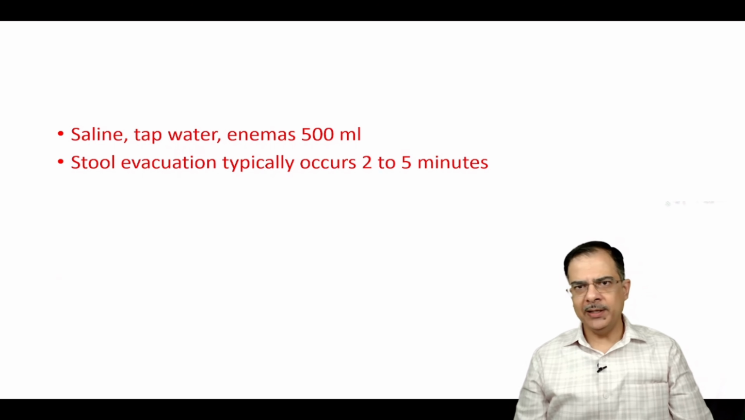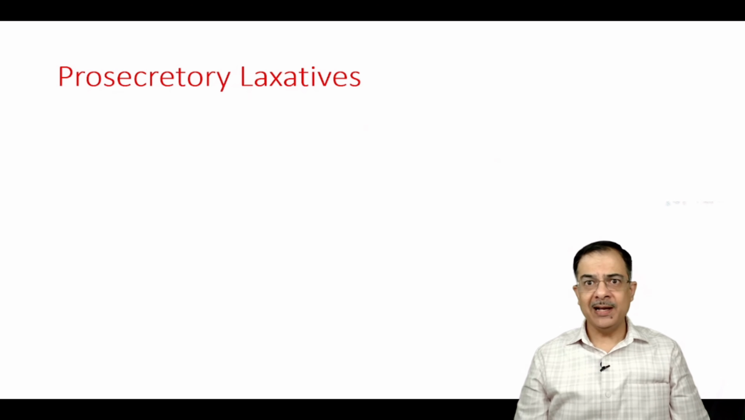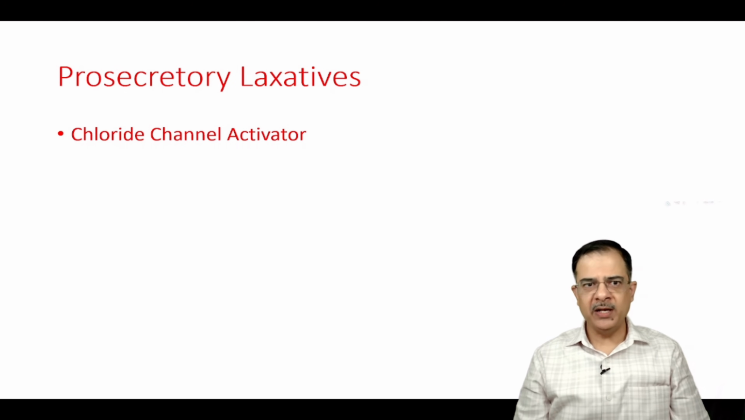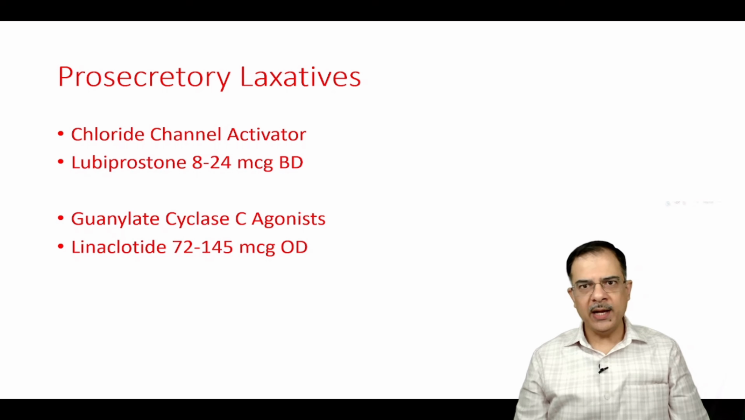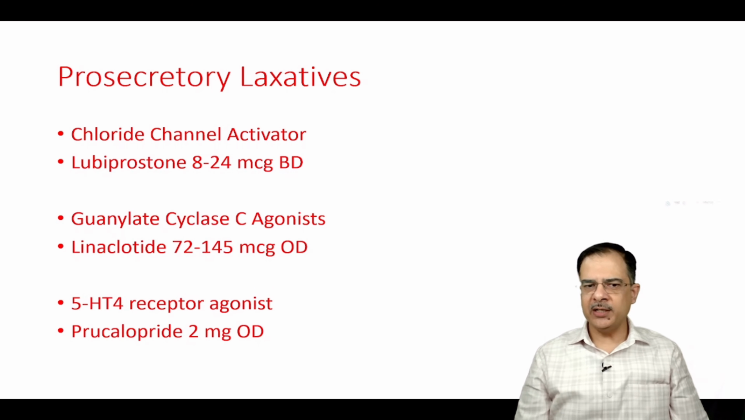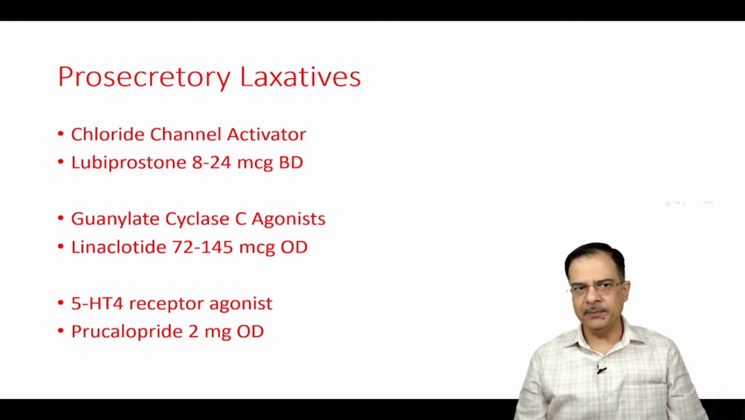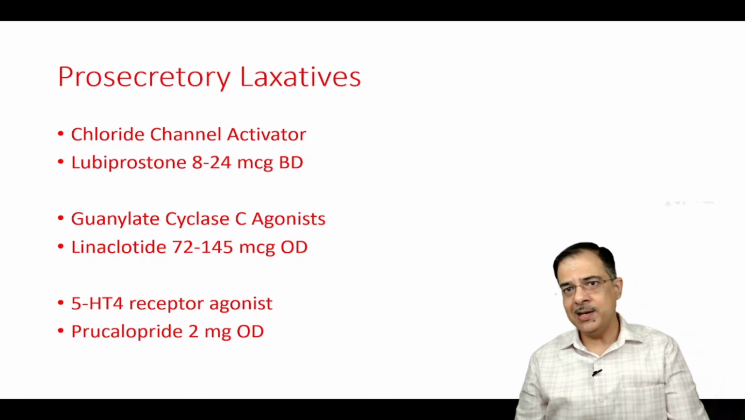Enemas can be used, and enemas are fast acting. Within 2 to 5 minutes, stool evacuation occurs. Now, pro-secretory laxatives. Some of the relatively new laxatives available in India are lubiprostone, then linaclotide, with their mechanism of action, and the 5-HT4 receptor agonist, that is prucalopride, 2 milligrams once a day. So these are pro-secretory laxatives which can be used if the common stimulant laxatives are not effective.